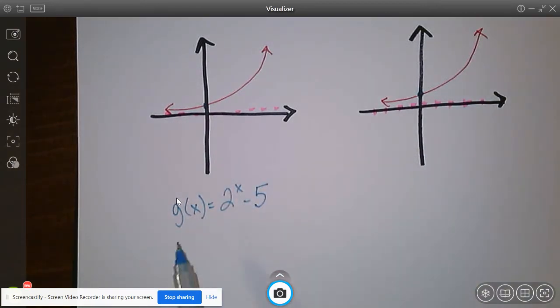Okay, remember we just use g of x because we need to show that it's not f of x anymore. F of x was the parent. This is just another version. It doesn't mean anything fancy. It's just the transformed function.